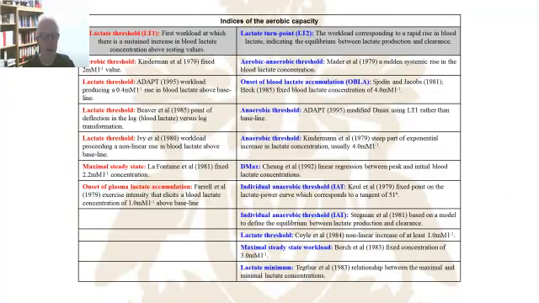I mentioned previously the terminology, and this is how it gets confusing for us. I've been referring to 2 points, lactate threshold and lactate turn point. So let's deal with turn point. So lactate turn point, as we've written right at the top in the grey, is the workload corresponding to a rapid rise in the blood lactate, indicating the equilibrium between lactate production and clearance.